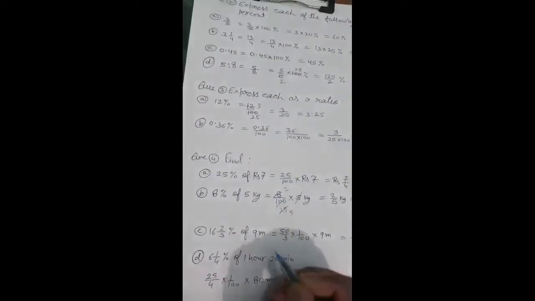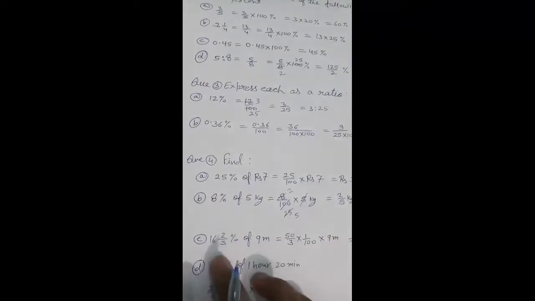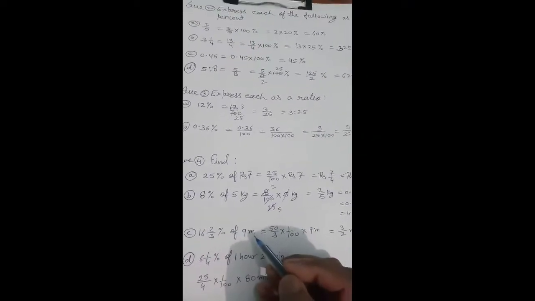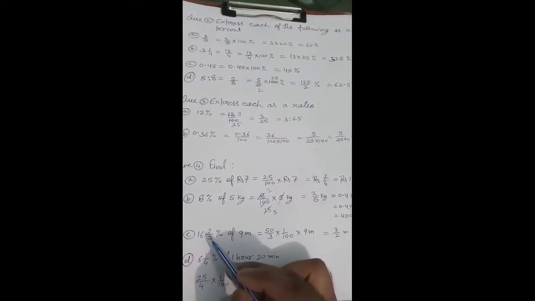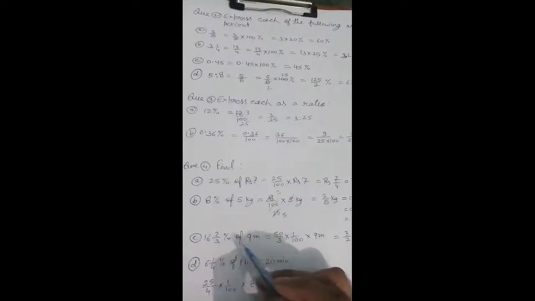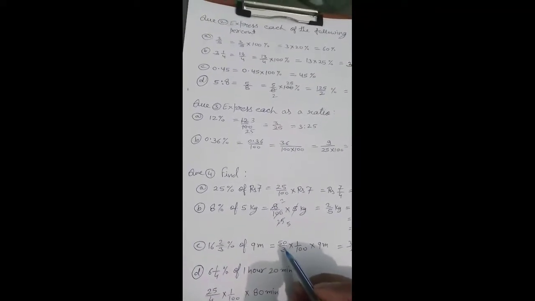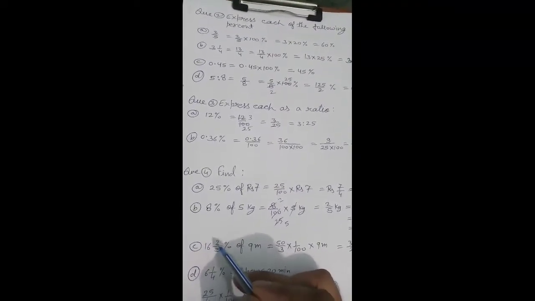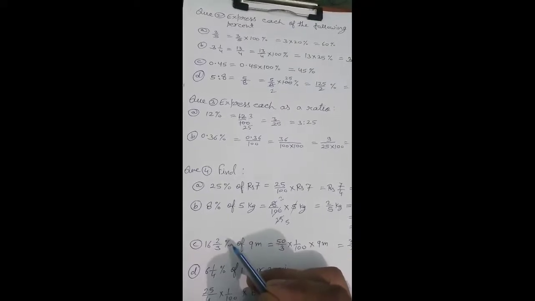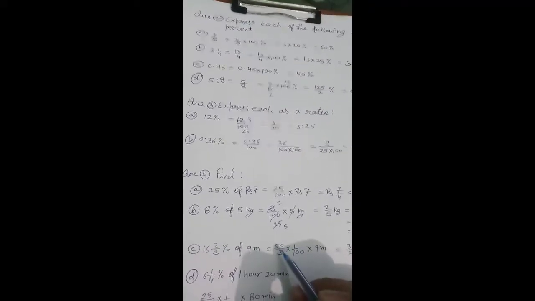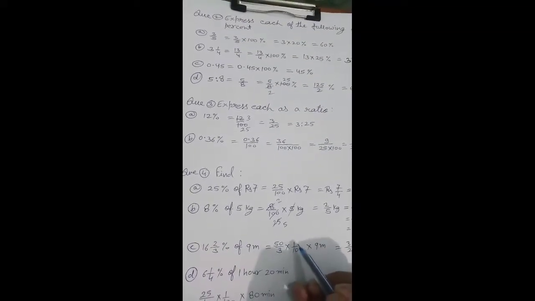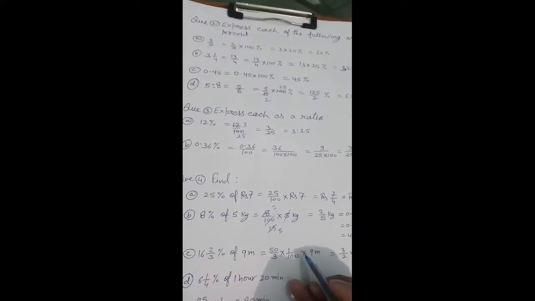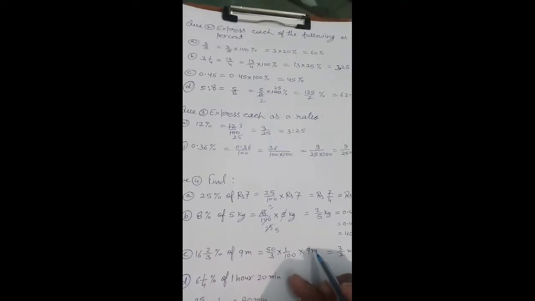Now see the next question. 16 into 2 by 3% of 9 meter. 16 into 2 by 3 is a mixed fraction. Convert it into improper. It will be 50 by 3. 3 into 16, 48 plus 2, 50. 50 upon 3%. 50 upon 3% means 50 upon 3 into 1 upon 100. Because percentage means 1 upon 100. Of means multiply, and 9 meter.